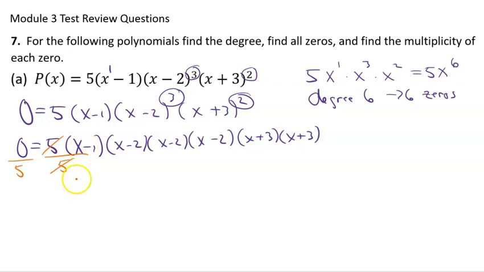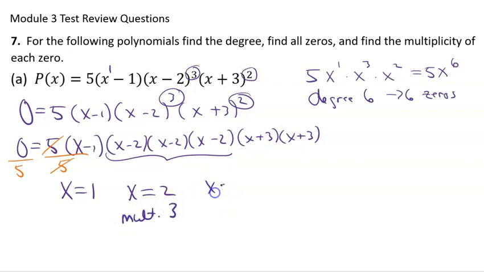Alright, now the rest of them. X equals 1 from the first factor. But look right here. X equals 2 showed up 3 times, so that has a multiplicity of 3. X equals negative 3 right here showed up twice, so that has a multiplicity of 2.